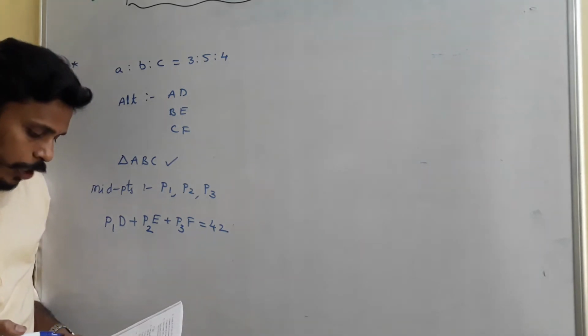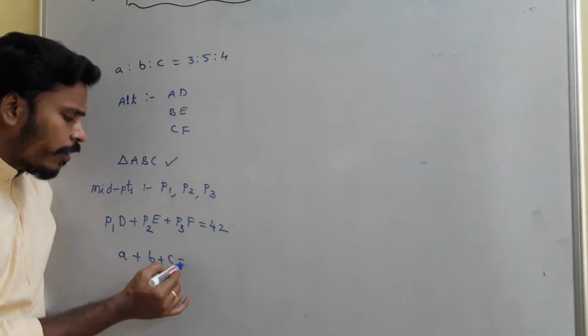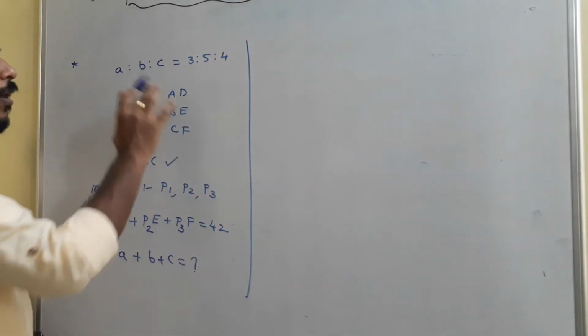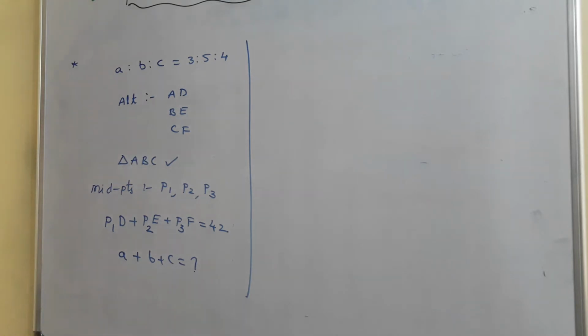Then we need to find the value of A plus B plus C. A plus B plus C is nothing but the perimeter of the triangle. This is all the given information. We need to solve it. So how to solve? Just think about it.